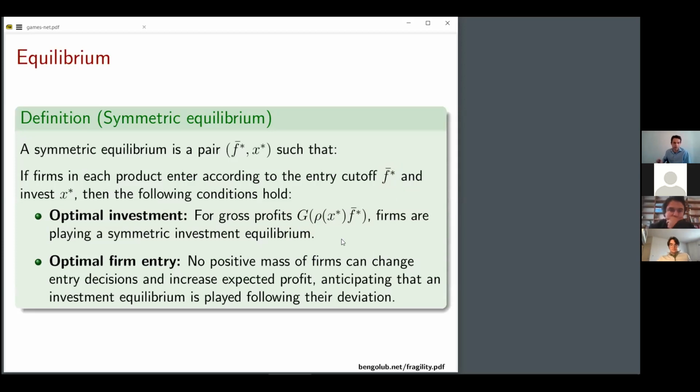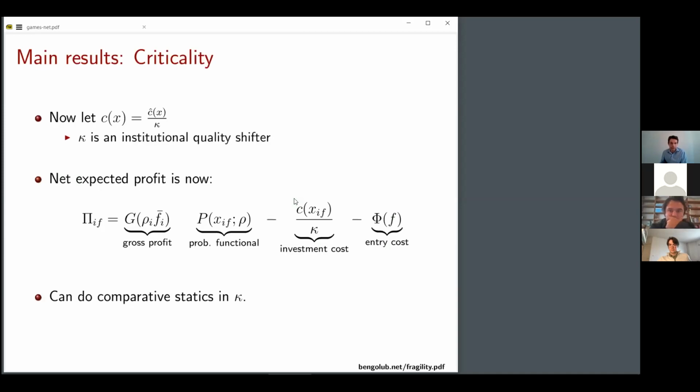And then firm entry is optimal, so that no positive mass of firms can change their entry decisions and do better. For example, it shouldn't be that there's a positive mass of firms that is not entering and could make positive profits by entering, and vice versa. So those are the properties defining an equilibrium. And now I can tell you the main result that I promised you about the robust existence of this precipice problem.